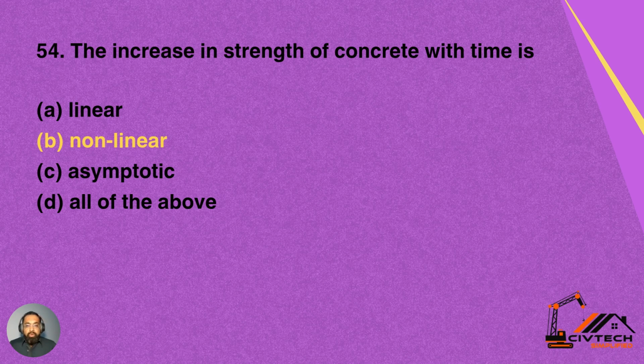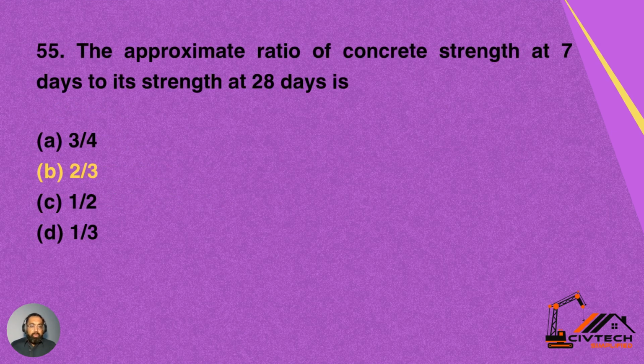54. The increase in strength of concrete with time is: option A linear, option B non-linear, option C asystematic, option D all of the above. So it's non-linear. The increase in strength of concrete with time is non-linear.